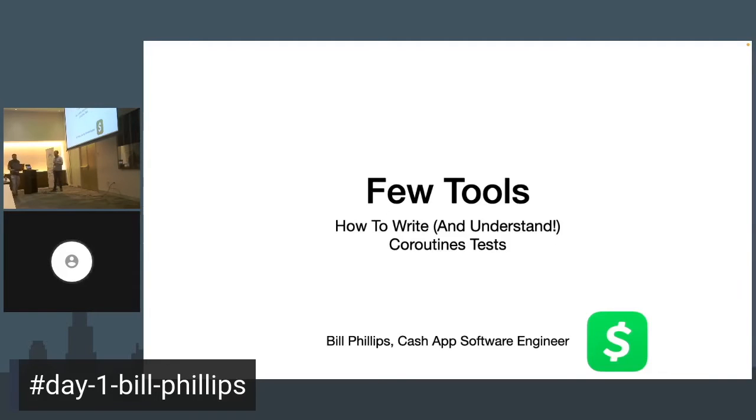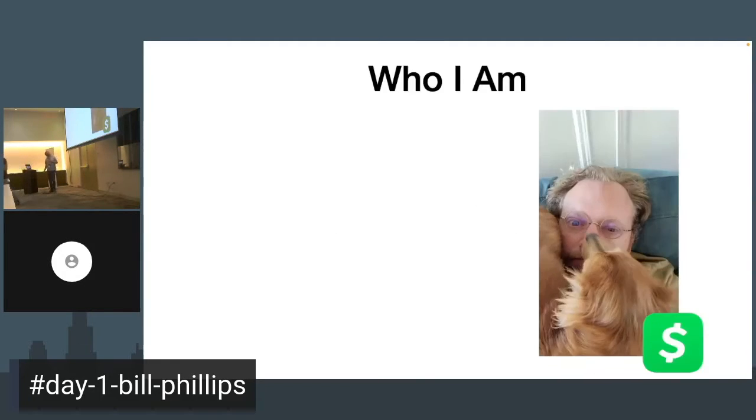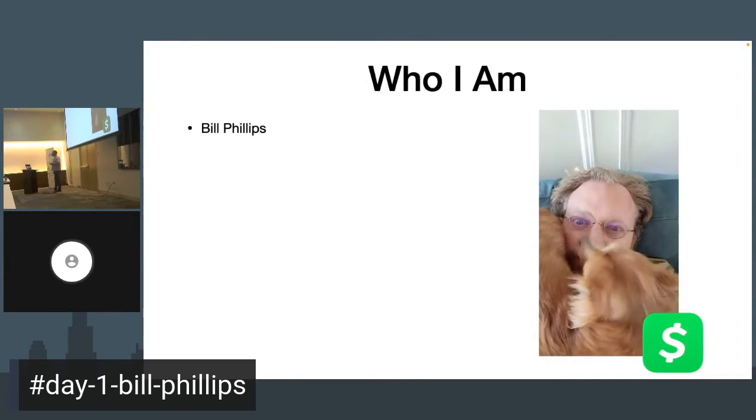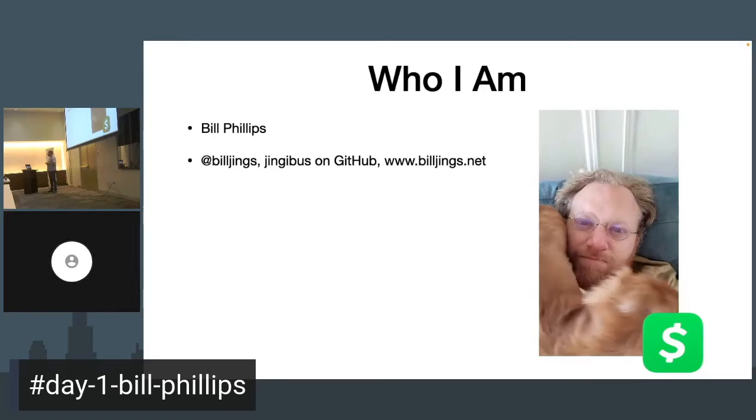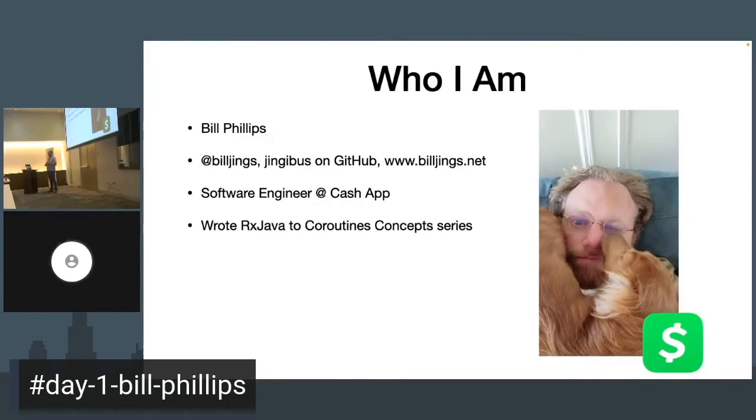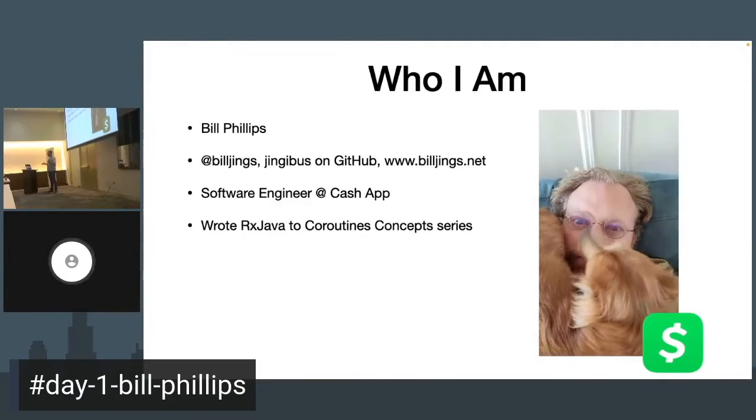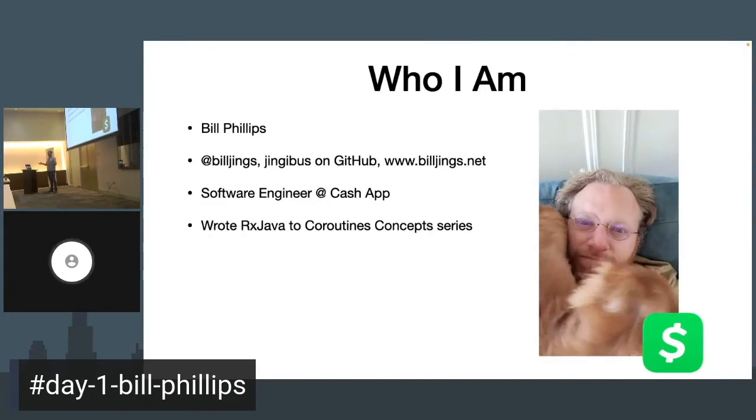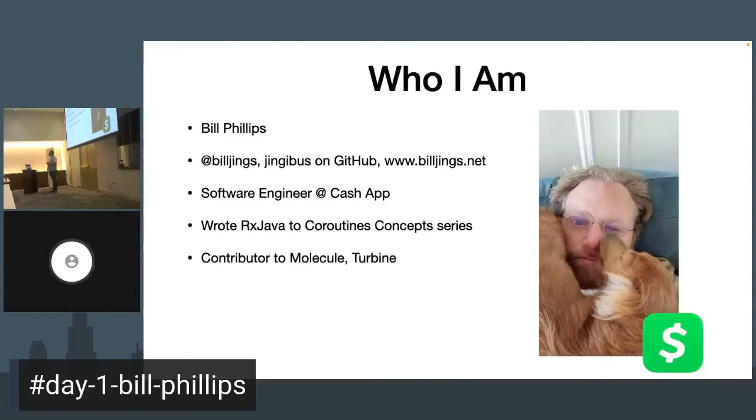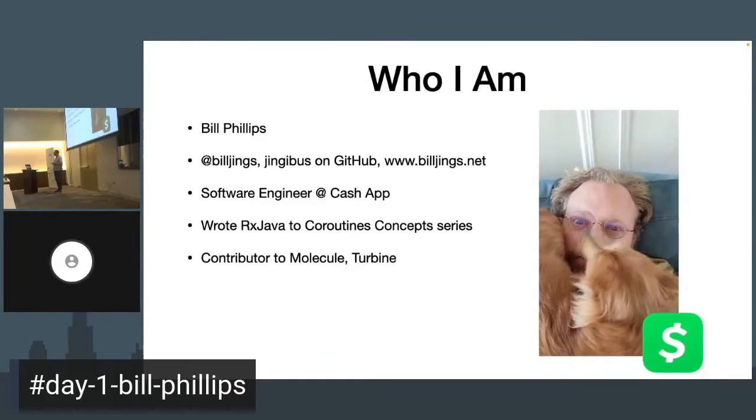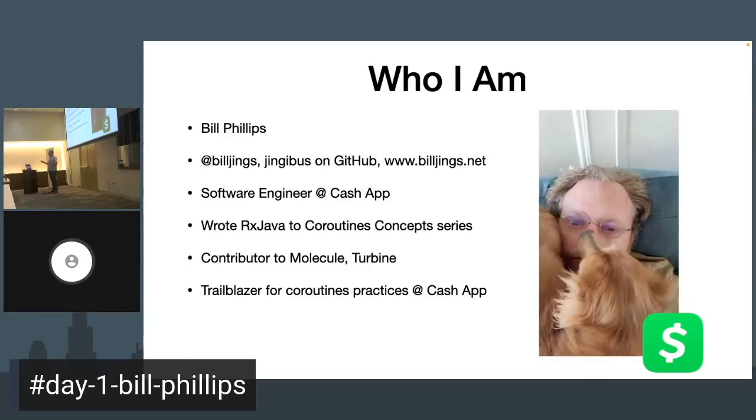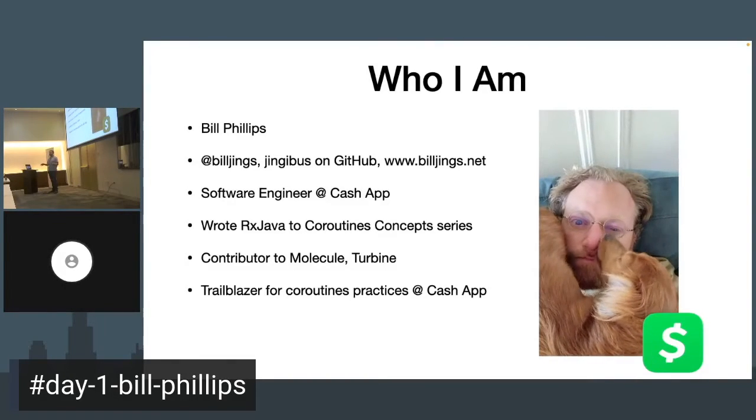So my name is, what does the slide say my name is? I'm Bill Phillips. I am a software engineer at Cash App. If you're familiar with the blog post series RxJava to Coroutines Concepts that's been on the Cash App Code Blog, I wrote all of those, so I've spent a lot of time thinking about coroutines. I'm a contributor to Molecule and to Turbine, and I'm kind of internally a bit of a trailblazer for coroutines testing processes at Cash App.